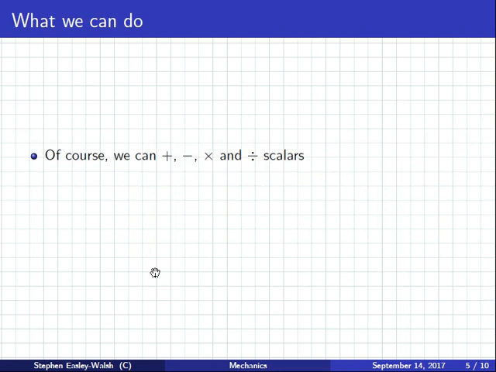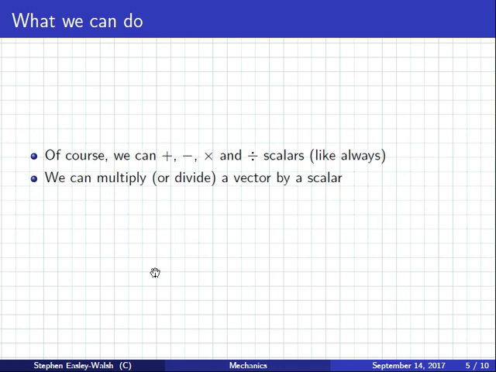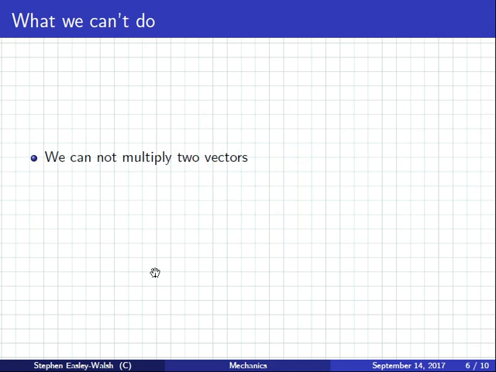Okay, so, of course we can add, subtract, multiply and divide scalars. You all know how to do 2 plus 2, 2 minus 2, 2 multiply 2, 2 divide 2. There's no problem there. With vectors, we can multiply or divide by a scalar. We can add or subtract vectors by using the vector triangle. But we cannot multiply vectors. We can, but we can't in this physics class. So we don't multiply vectors in physics.